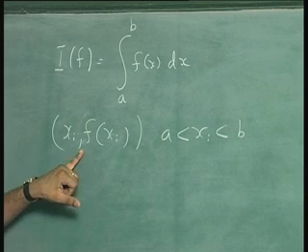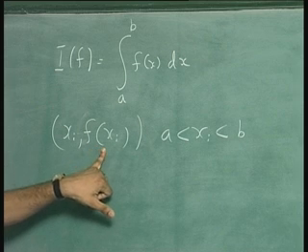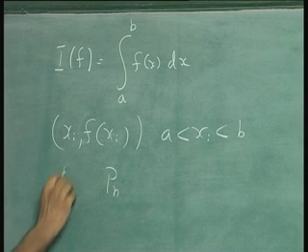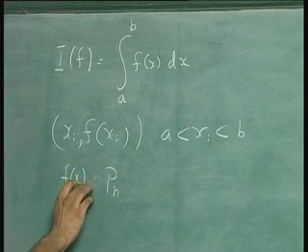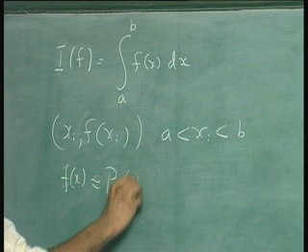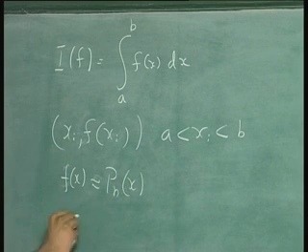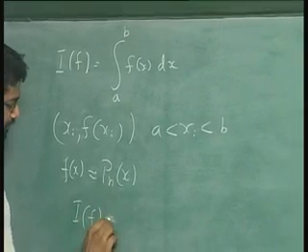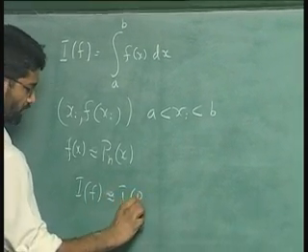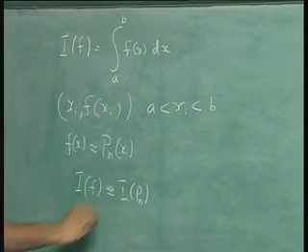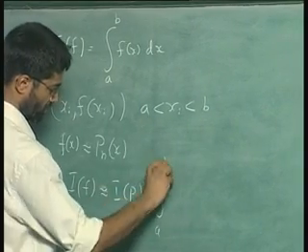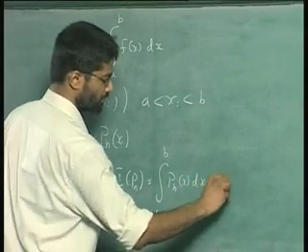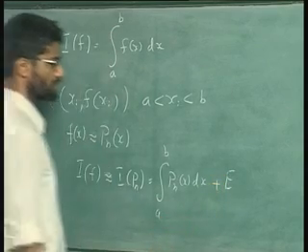In that case, we can approximate this function f of x by a polynomial p of order n. So, we will say f of x can be approximated by a polynomial p n of x, and then we will say that I of f can now be approximated by I of p n, and then we will write that as the integral from a to b of p n of x dx, plus some error term.